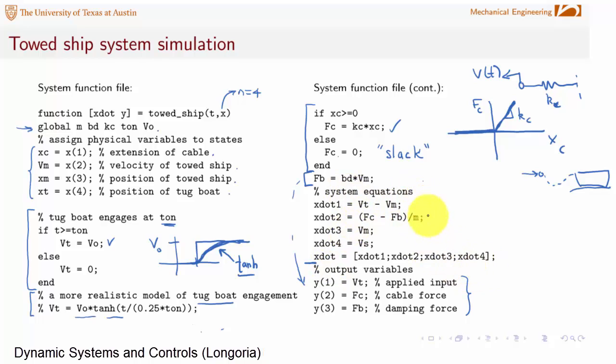So here now the state equations defined exactly the way we derived them. X dot 1 is the extension of the cable. It's the difference between the velocities. Here's V dot M, the sum of the forces, and then finally the two motion variables.